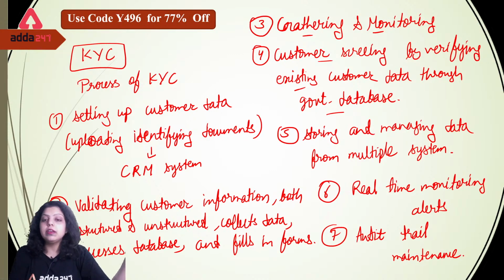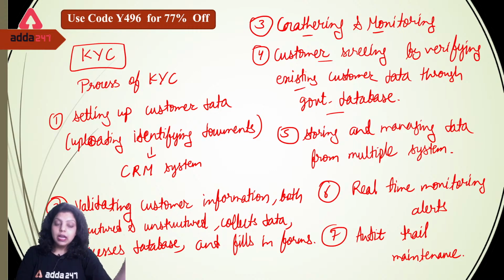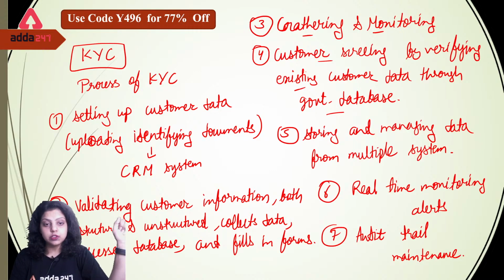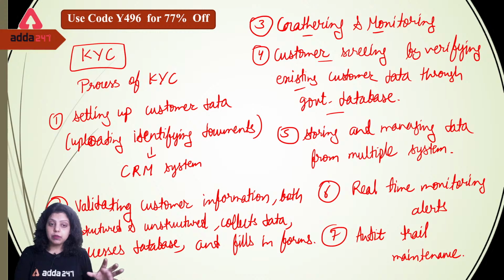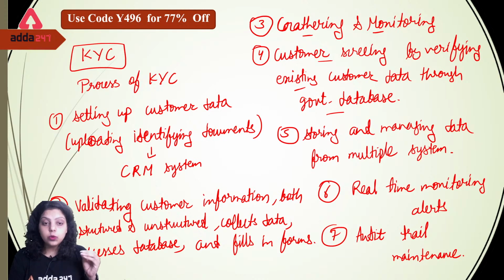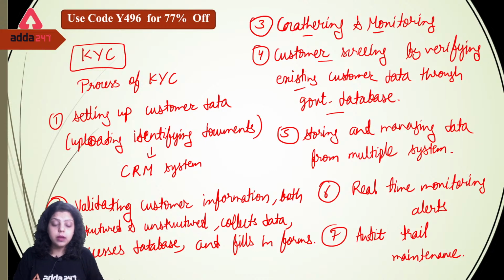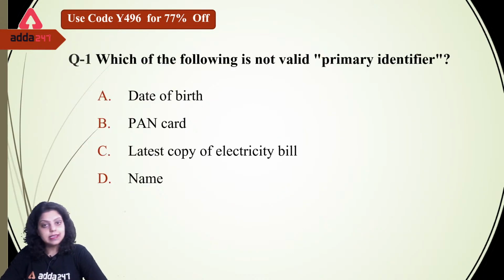After validation, you will give the real-time monitoring alerts, because now you have stored and you are managing the data from multiple systems of the customer. So when you have stored the data, when you are monitoring the data from multiple systems you have collected, then at the end you will be able to give the real-time monitoring alerts to the financial institution. And at the end, audit trail maintenance should be there. Time to time the audit should be there by the banks to know whether the KYC guidelines are fulfilled by the customer or not, fulfilled by the financial institution or not. Okay, so these are the certain processes or operating guidelines related to the KYC. Now let's come to the first question, which is related to the operating guidelines.